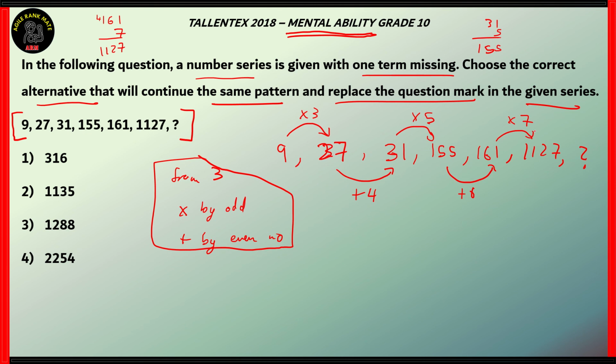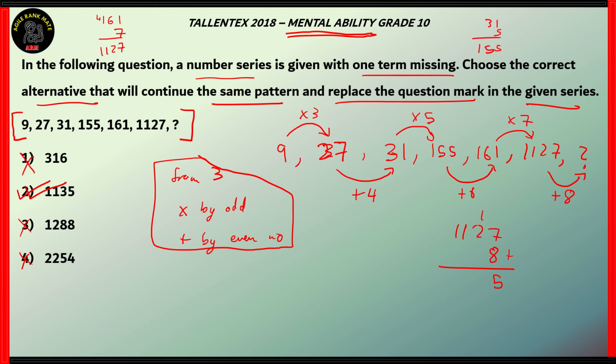So as you can see, the number before 1127 was the fifth term multiplied by 7. 161 multiplied by 7 gave us 1127. The next term in the series is basically 1127 plus 8. So 7 plus 8 gives you 15. And immediately you get your answer, option 2. It's the only one that has 5 at the unit digits. So the other options turn out to be incorrect.